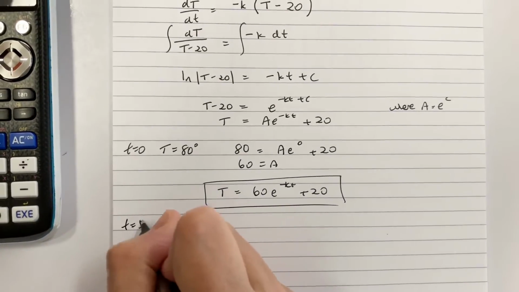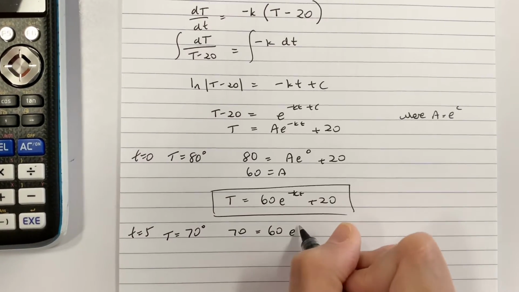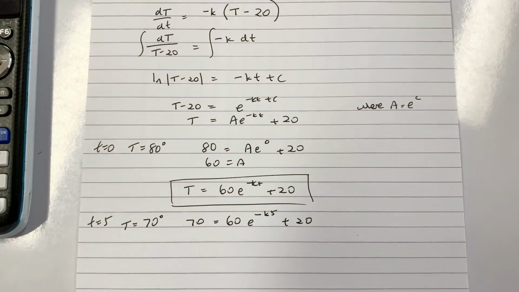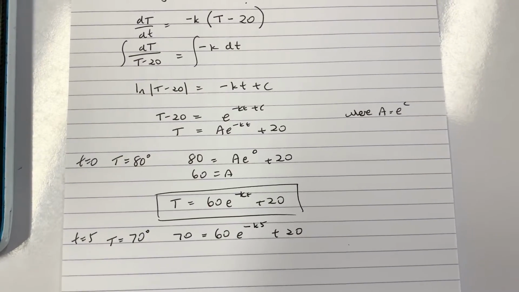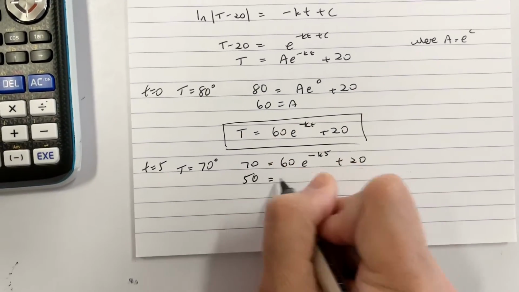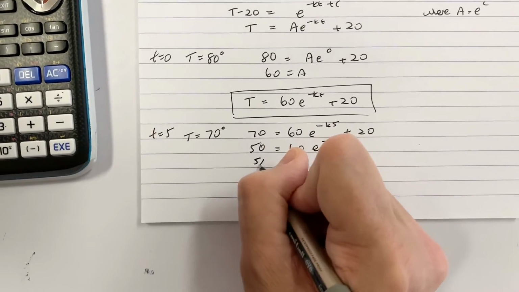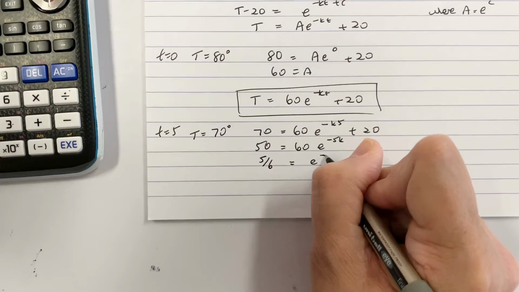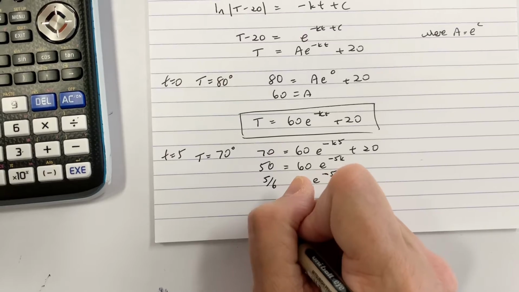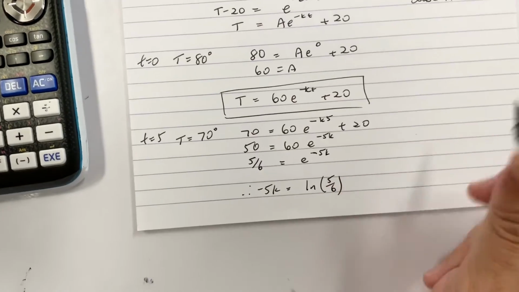Then we also know that if t is 5, T is 70 degrees. So we substitute that in. 70 equals 60 e to the negative k5, or 5k, whichever way you want to go, plus 20. Let's solve that. So I'm going to bring the 20 over. Then I'm going to divide by 60, so that gives me 5/6 equals e to the negative 5k. Rearranging that, I'm going to get therefore negative 5k is going to be ln 5 on 6.